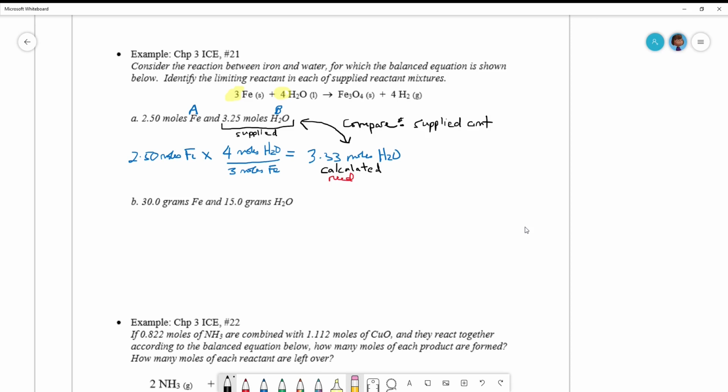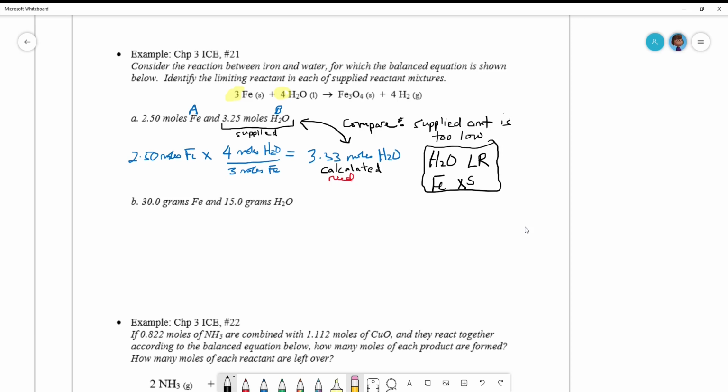Supplied amount is too low. Now, that means we don't have enough supplied water. So are we going to run out of water? Or do we have too much water and we're going to have some left over? Well, if it's too low, we're going to run out. And if we're going to run out, our conclusion here would be that water in this scenario is the limiting reactant, and iron, by default, is the excess reactant.